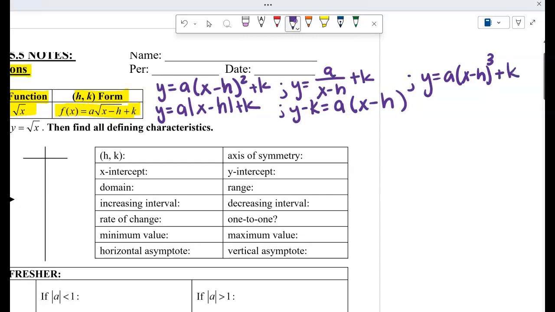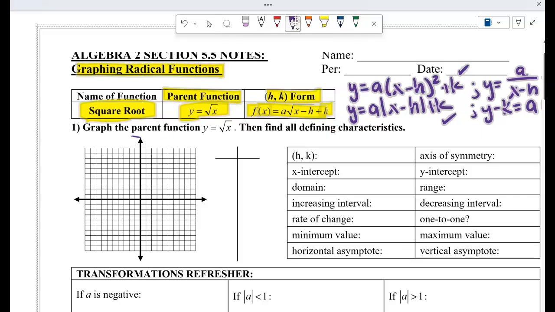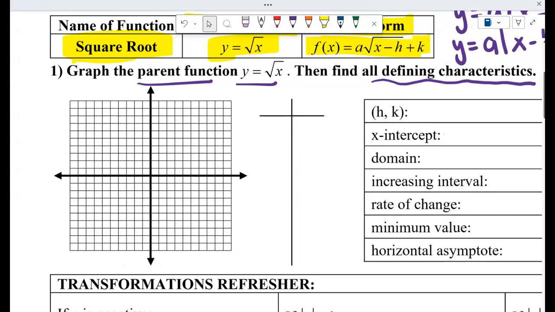I'm trying to think what else we have studied. It'll come back to me if I miss some. So we have a line, a degree of 2, which is a quadratic, a V shape, a cubic function, and a rational function. Now we are going to look at the radical form and what that would look like. Okay, so graph the parent function, which is y equals square root of x, then find all of the characteristics in the box, okay? Let's start with plugging some points in.